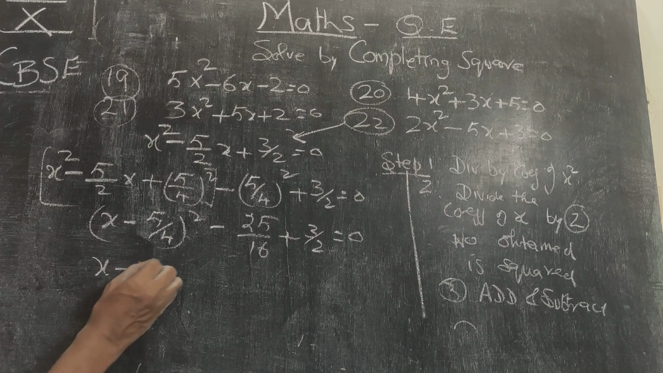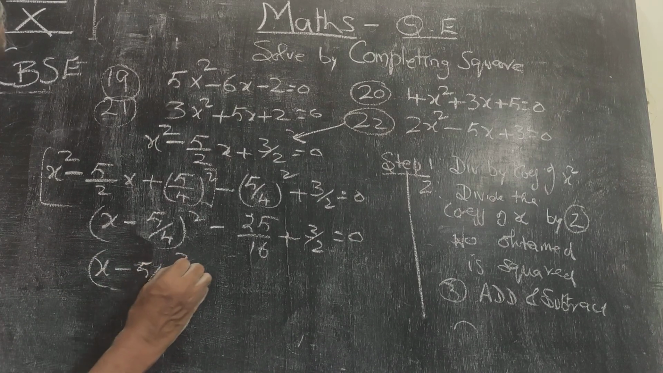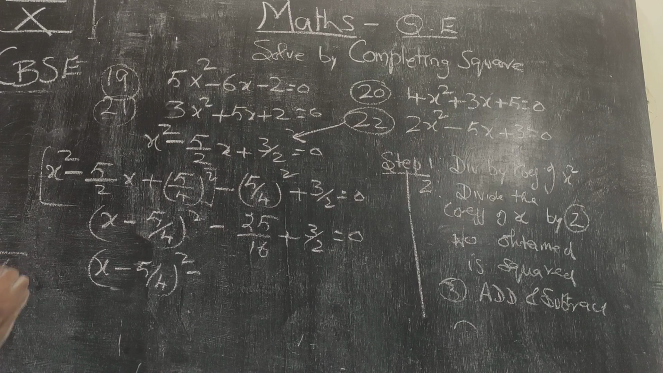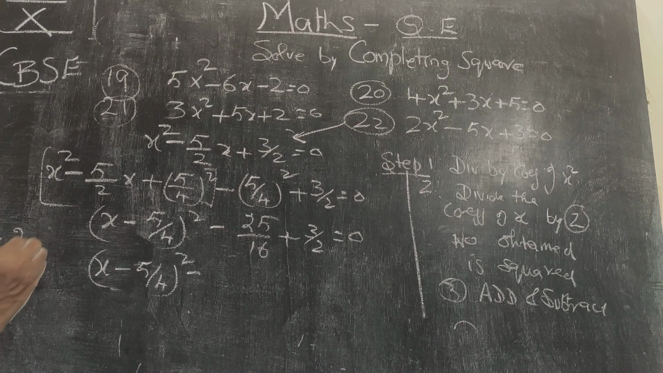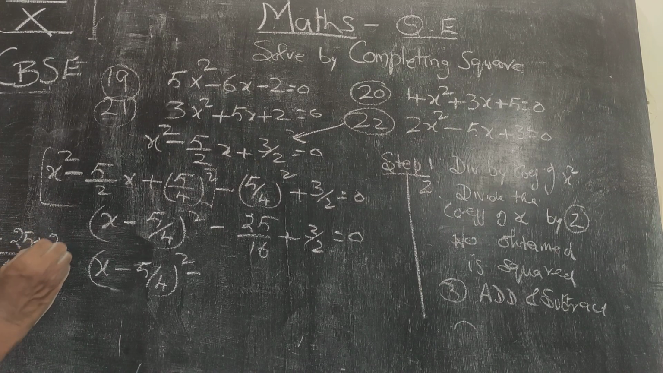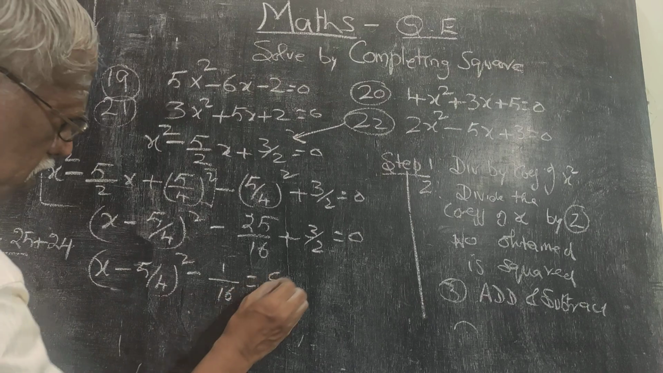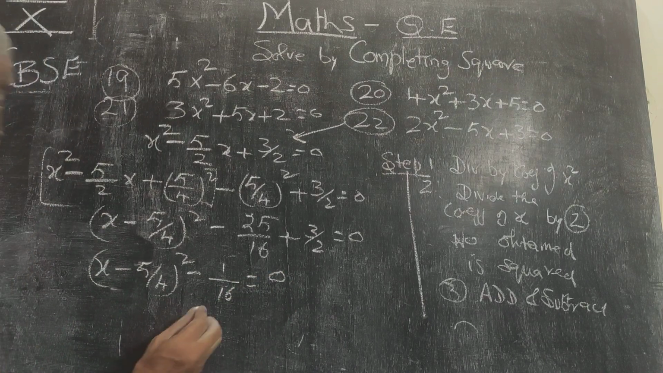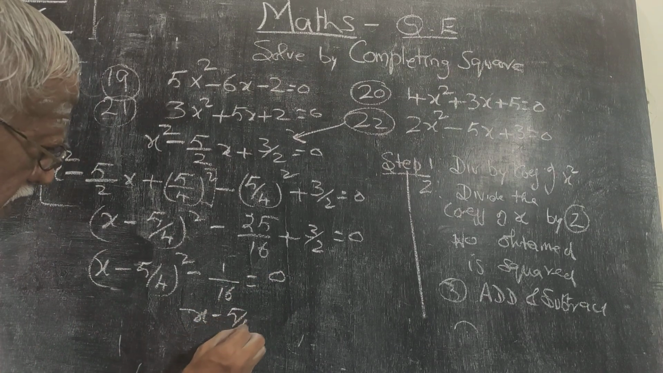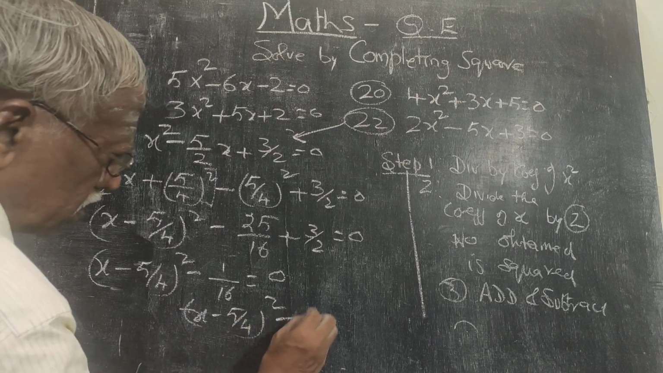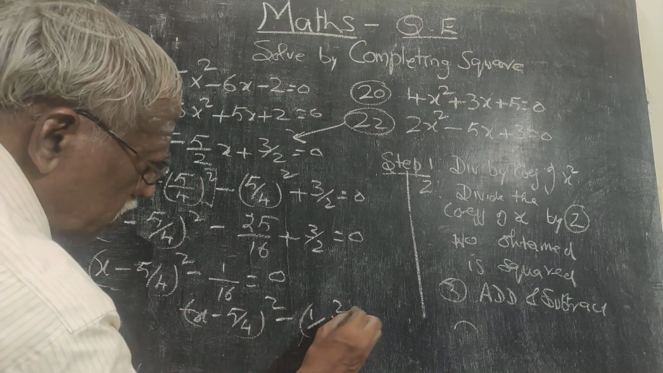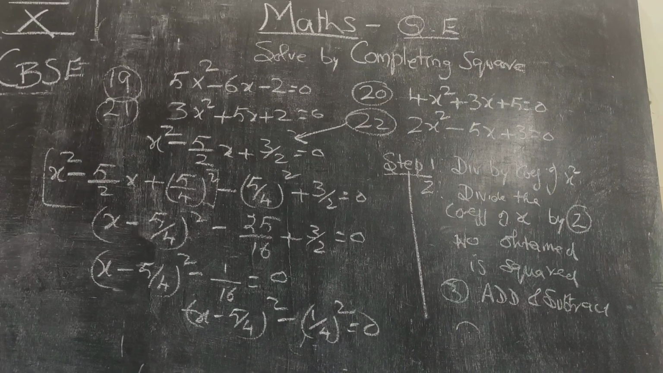So this is x minus 5 by 4 the whole square minus, taking 16 LCM, this will be minus 25 and that will be 24. 8 2s are 16, therefore 8 3s are 24, minus 1 by 16 equal to 0. That means x minus 5 by 4 the whole square minus 1 by 4 the whole square equal to 0.